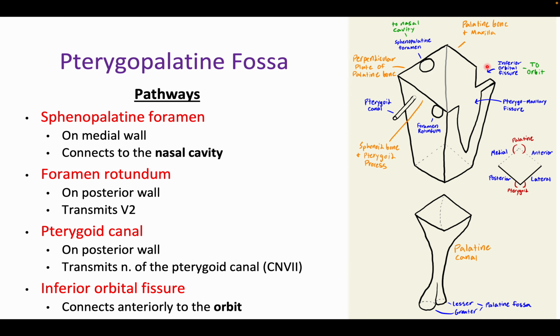We're also going to see on the anterior wall the inferior orbital fissure, which is going to connect to the orbit. So the pterygopalatine fossa is this region that's going to connect us to a lot of things. We're going to be going to the orbit, to the nasal cavity, to the infratemporal fossa, as well as some other smaller branches.